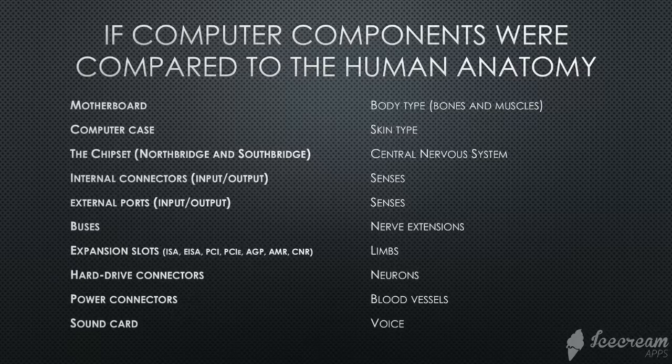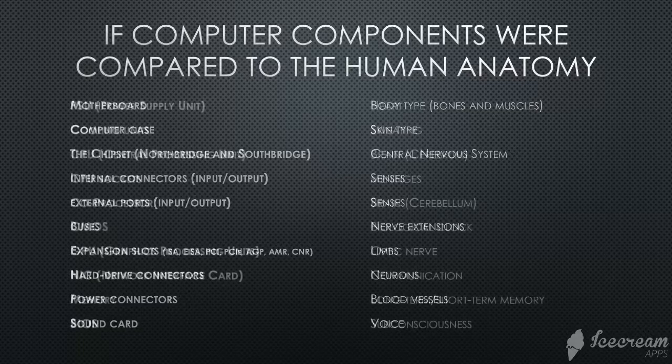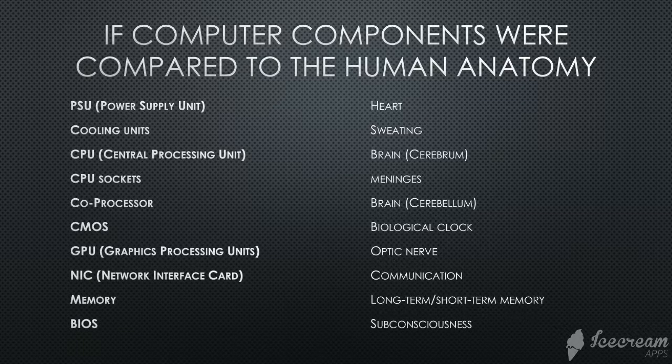Buses would be the nerve extensions. The expansion slots can be the limbs, as they add new functionalities. Hard drive connectors would be neurons, and power connectors are the blood vessels. The sound card would obviously be our voice. Next, we have the PSU, or the power supply, which provides power pulses to the entire system, and this one can be compared to the heart and the cooling units to sweating.